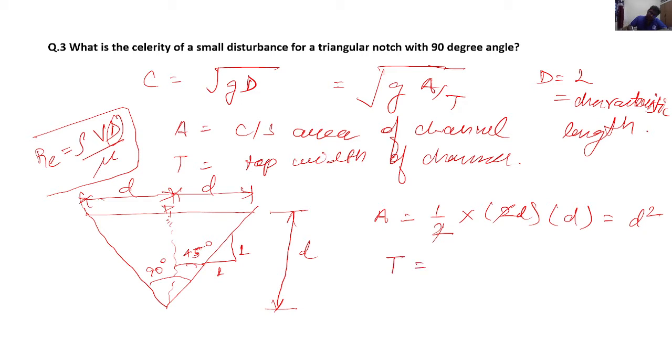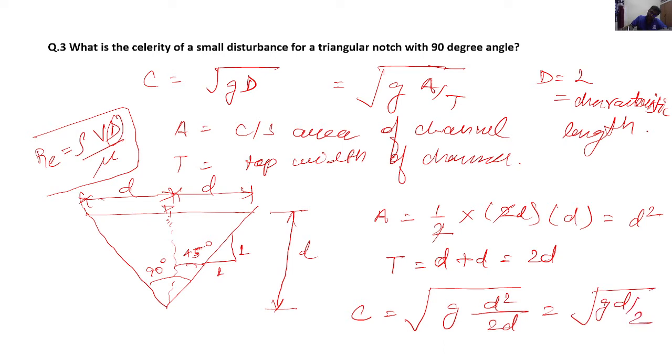The top width will be d plus d, that is 2d. So C, celerity for that kind of a channel would be root of G A by T. A is d square, T is 2d. So that is square root of G d by 2 for a triangular notch with a 90-degree angle. Now let us just move and take a very generalized condition. What would happen if the notch angle would vary for a triangular cross section? I will take another slide for that.